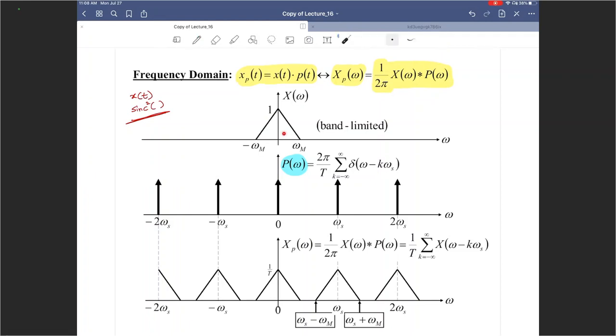So I've got an assumption on X of omega. I have the Fourier transform of p of omega, which is another impulse train. The weight of the impulses in the frequency domain are 2 pi divided by T. The k is going from negative infinity to infinity, so all those impulses are there. The impulses are present at k omega s. So 0 omega s, 1 omega s, 2 omega s, minus 1 omega s, minus 2 omega s, and so on. So every integer multiple of omega s has an impulse there. The weight of each of these impulses is 2 pi divided by T, which is also omega s, right?